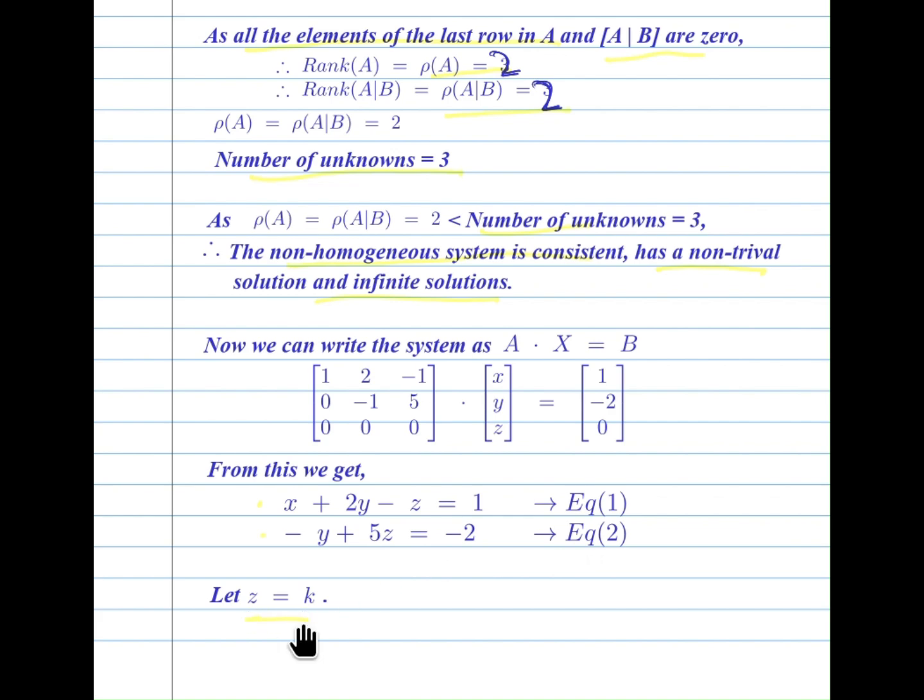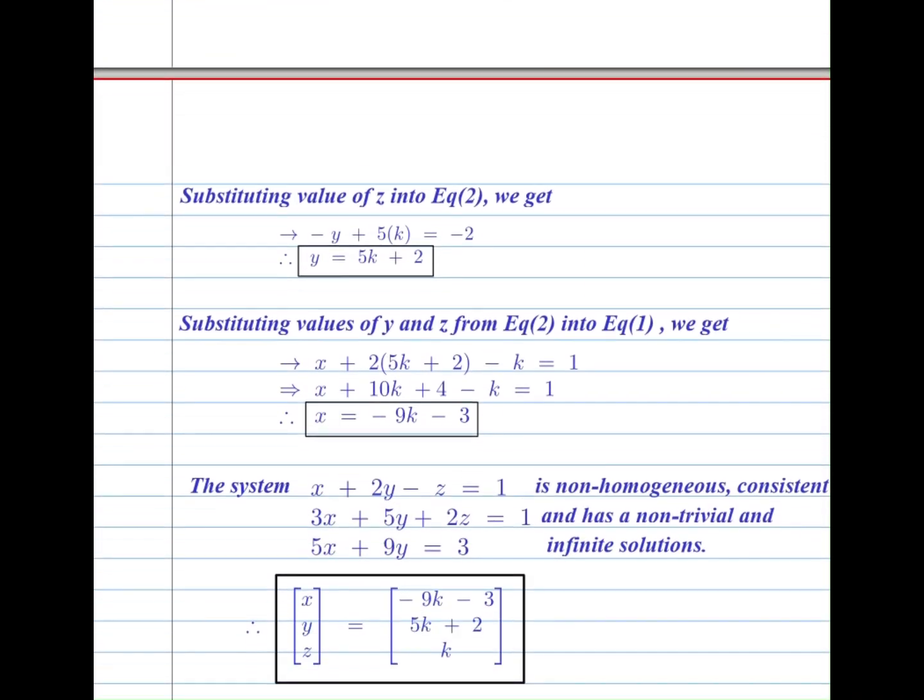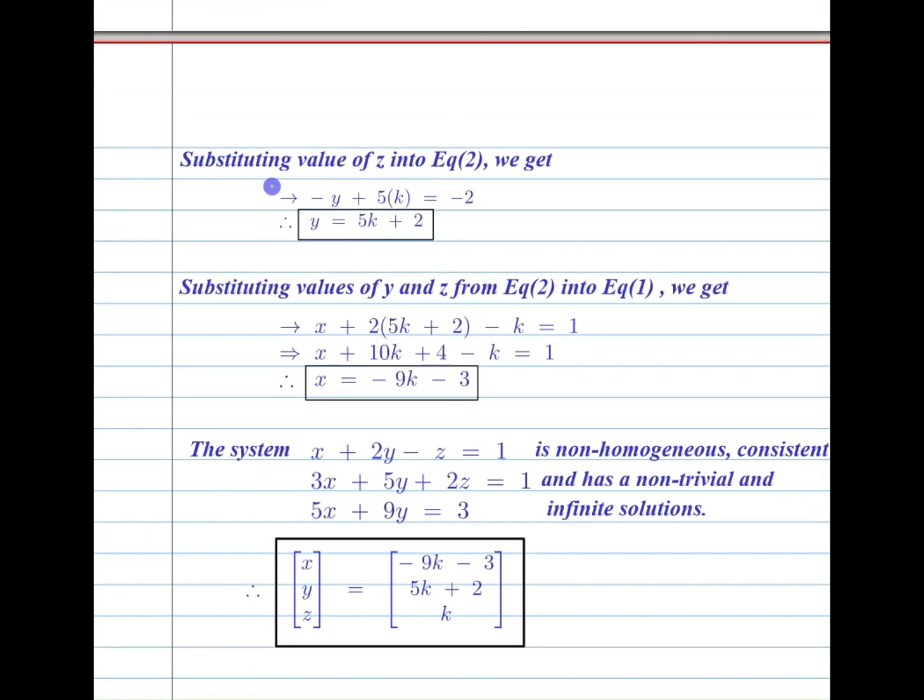Now let z equal to k, as there are infinite solutions. Now substituting the value of z in equation 2, we get y equal to 5k plus 2, and substituting the values of y and z from equation 2 into equation 1, we get x equal to minus 9k minus 3. So the system is non-homogeneous, consistent, and has a non-trivial and infinite solution, which is x, y, z equal to minus 9k minus 3, 5k plus 2, and k. As k varies, there will be infinite solutions.